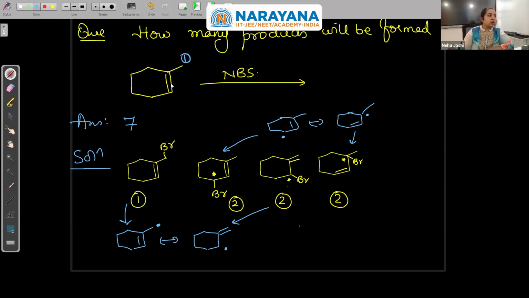Coming to next. This is my second position of radical, this. And it has two resonating structures. So I'll draw. From this position, I'm getting bromine. And it is chiral, right? So wedge and dash, two cases will be obtained. From here, I will again have chiral center. So two centers from here also are involved.